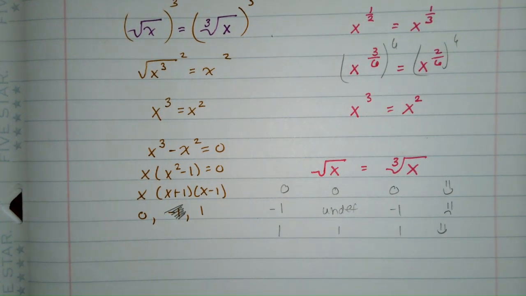So it is okay to have a square root on one side and a third root on the other side. We just have to make sure that we are looking into using basically a common index or a common denominator to help us out.